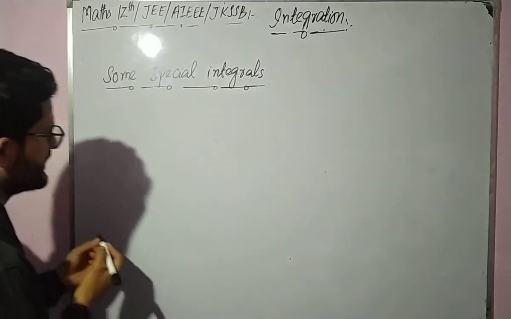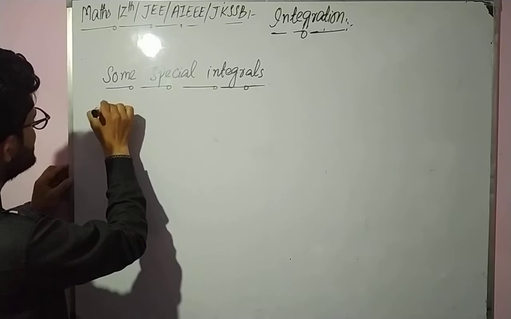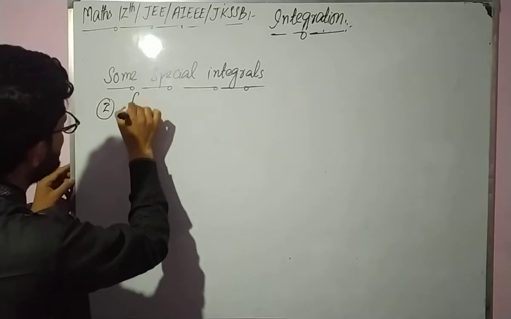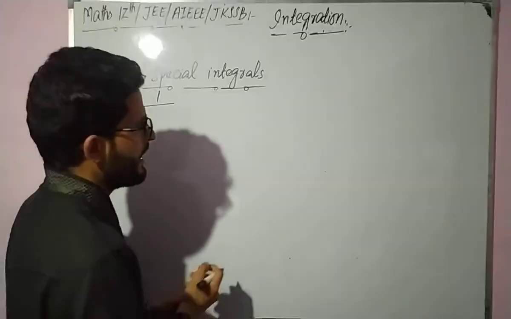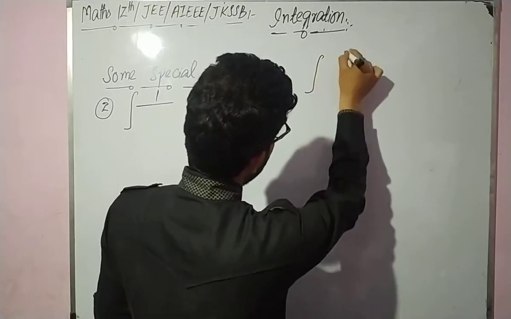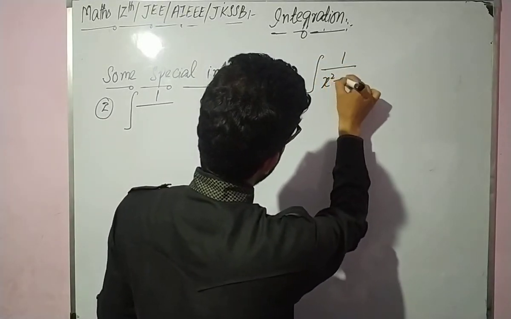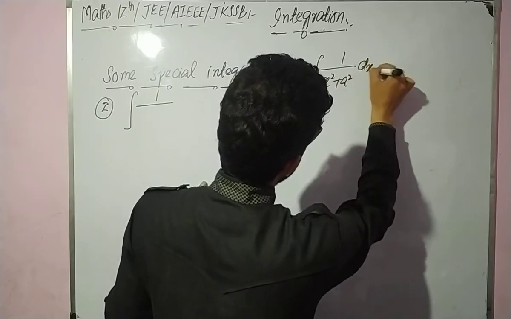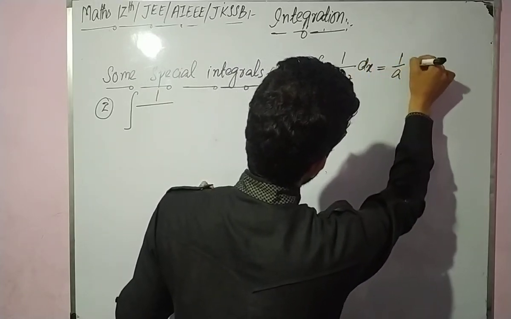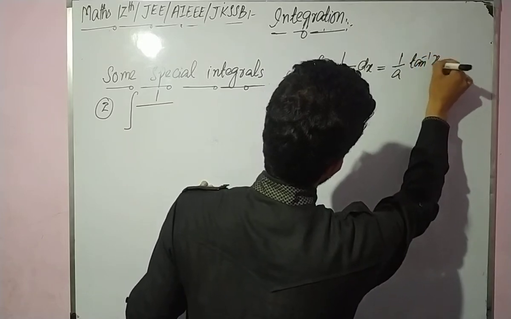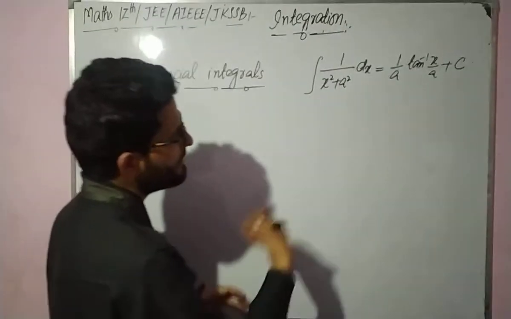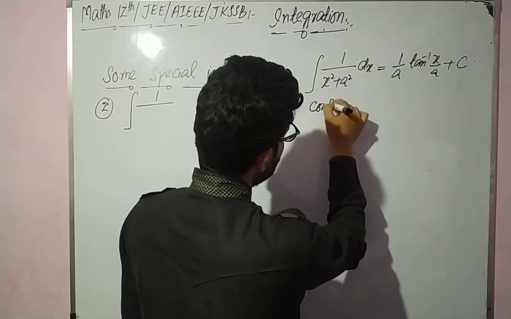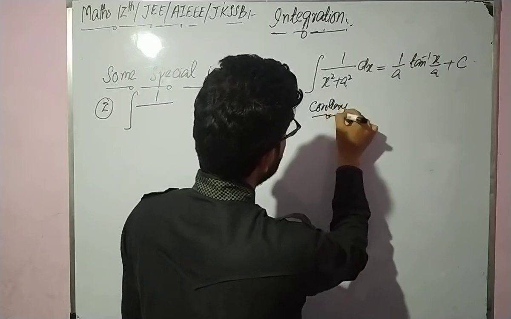The next special integral that we are going to prove here is the second one. In the previous integral we have proved that the integration of 1 divided by x square plus a square dx must be equal to 1 divided by a tan inverse of x divided by a plus c, right? तो इसी में हम एक और रिजल्ट, इसकी कोरोलरी भी प्रूव कर सकते हैं. कैसे?